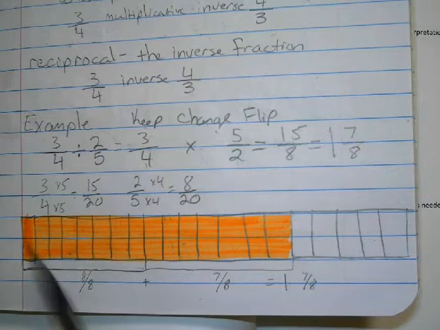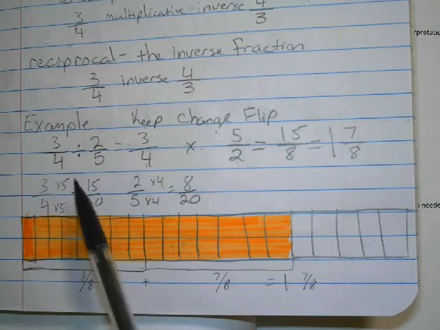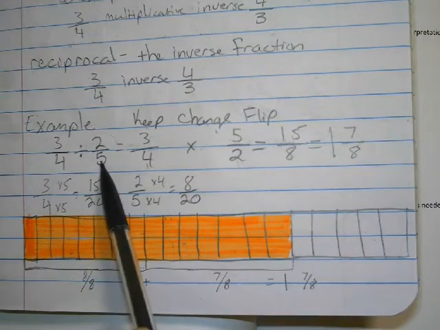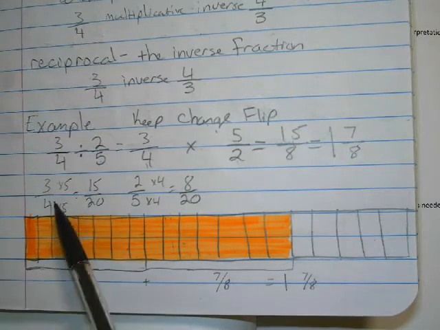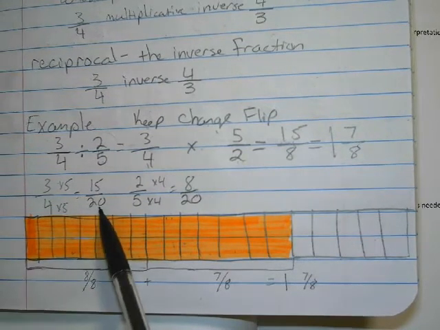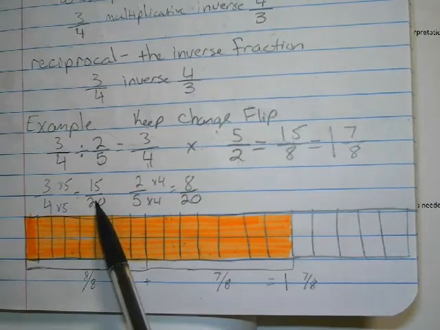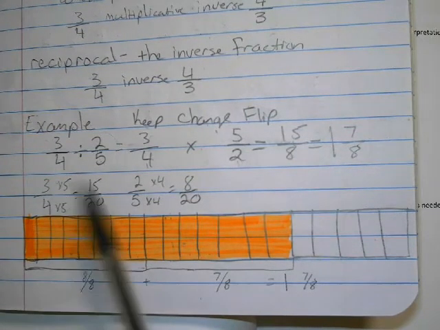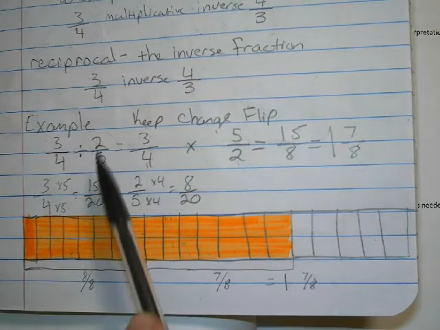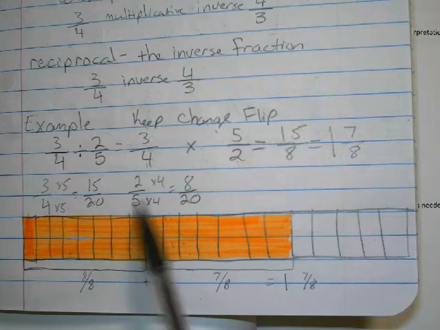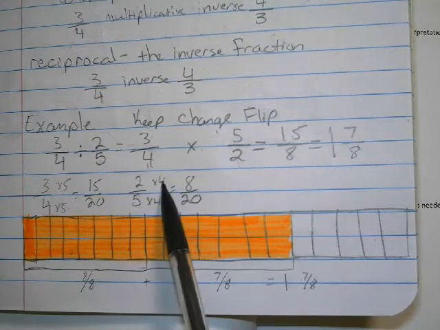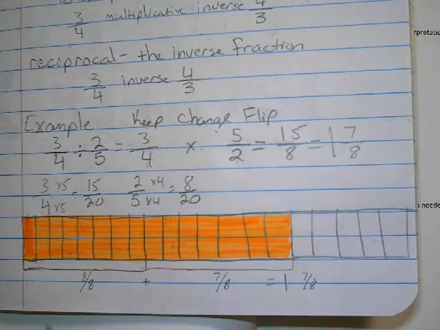In order to create a model, we have to find the common denominator. Our common denominator between 4 and 5 would be 20. So I have 3/4, and I have to make the denominator 20, so that'd be 4 times 5 gives me 20, and 3 times 5 gives me 15. And for the 2/5, I had to take 5 times 4, so I had to do 2 times 4. That gives me 8/20. So that means I had to make 20 boxes.